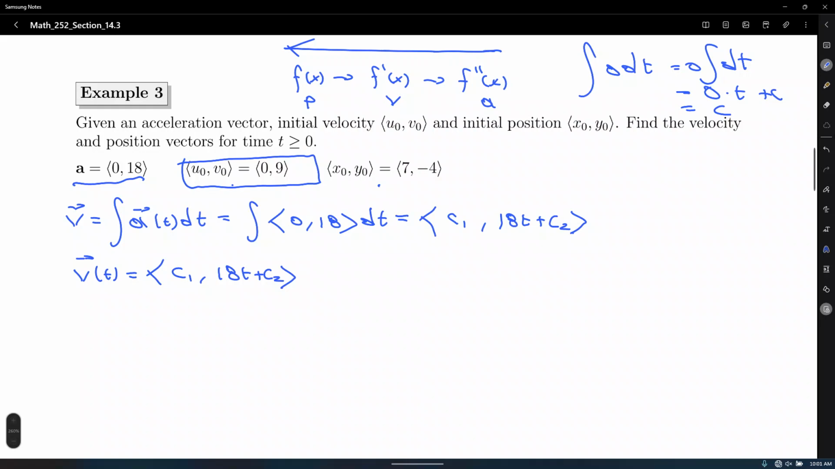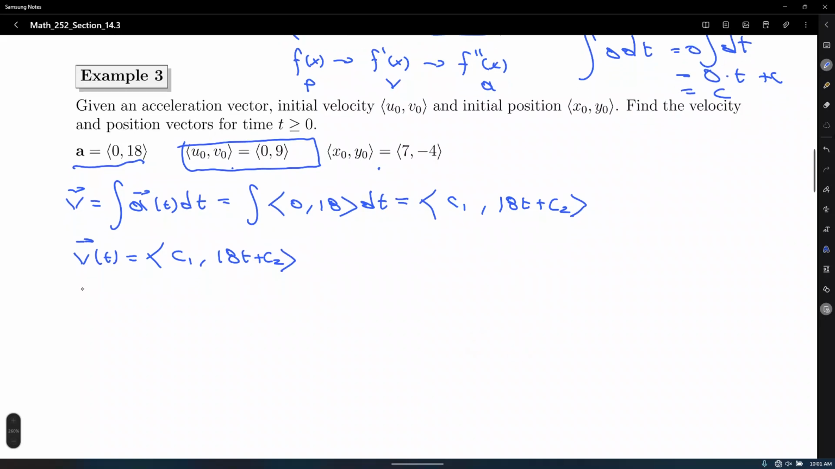Okay, so that means we're going to evaluate v at 0. Why at 0, you might ask? Because it's initial velocity, right? If it were at a different position, well, it would be given a value for t. But in this case, it's 0 because it's initial. For the first component, just c1, and then 18 times 0 plus c2. But again, this is a vector equal to a single quantity. But what is that single quantity? That's the given vector, okay?